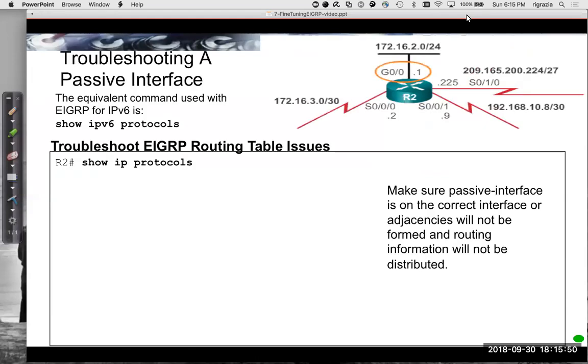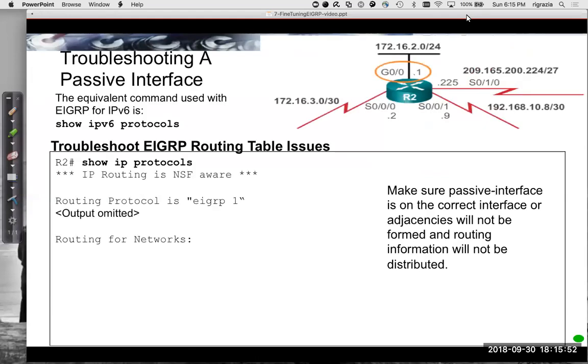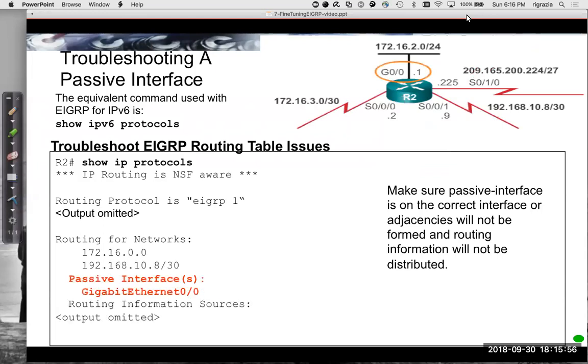Passive interface. Remember, passive interface is for those interfaces where we don't have neighbors, but we still want to include those networks using the EIGRP network commands, or in IPv6, the EIGRP interface commands on that router. Otherwise, it won't advertise that network. So we don't want to remove that command. We just want to make it passive.